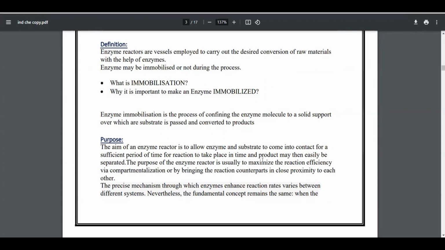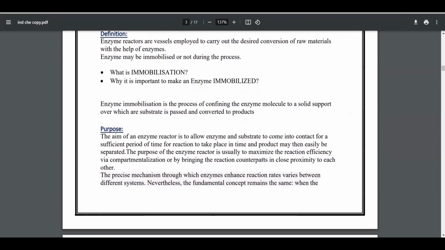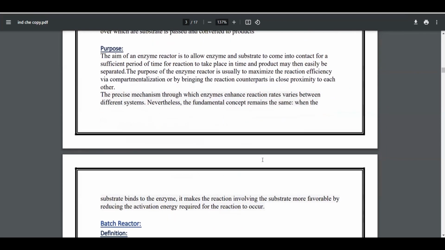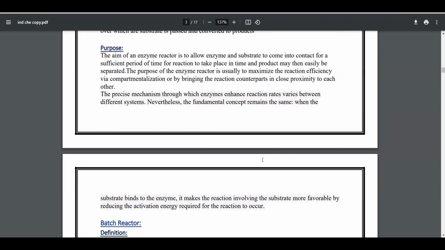So in order to carry out the reaction in an organized manner, it is very important to make an enzyme immobilized. The basic aim of the enzyme reactor is to allow the enzyme and the substrate to come into contact with each other. In the enzyme reactor, the enzyme and the substrate are placed in separate compartments, and then they are brought together in proximity to each other to proceed with the reaction. So the purpose of the enzyme reactor is to maximize the reaction efficiency via compartmentalization, or bringing the reaction counterparts in close proximity to each other.